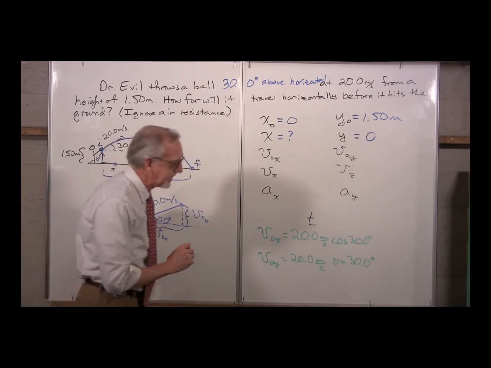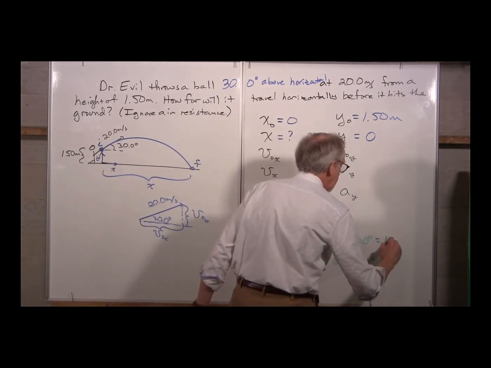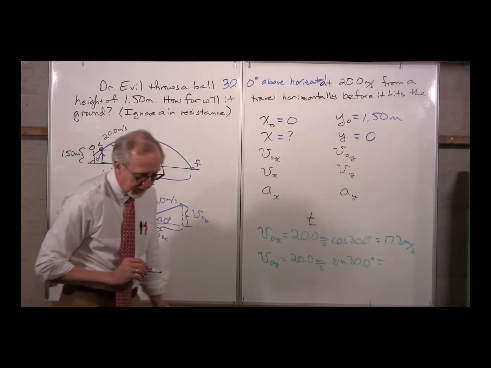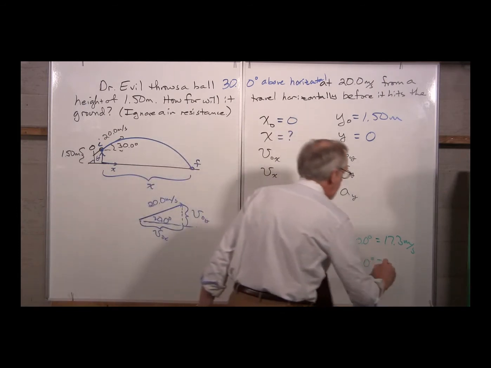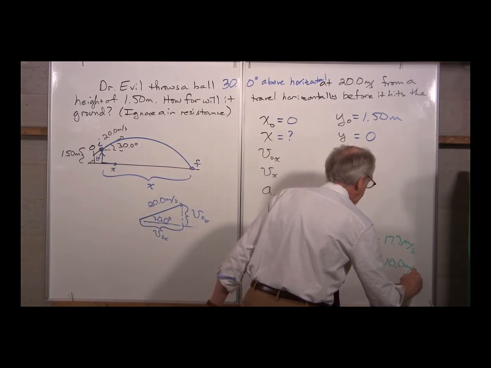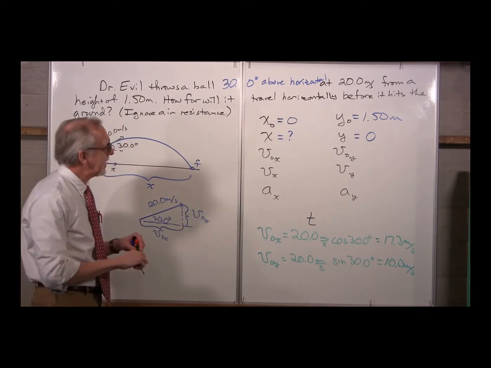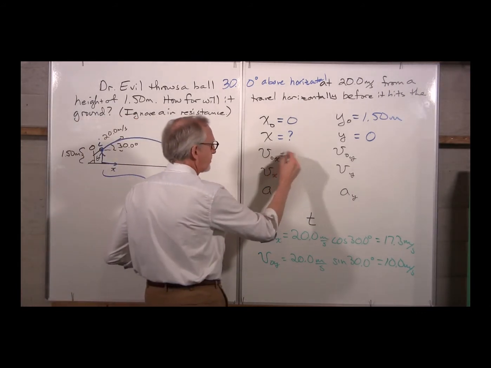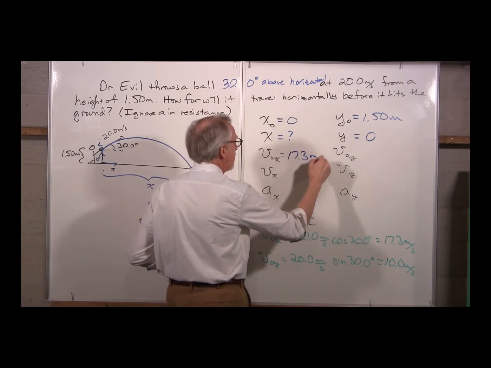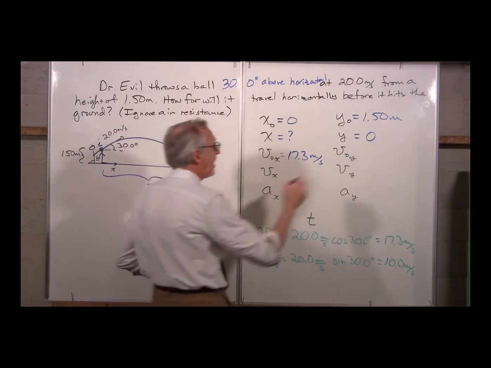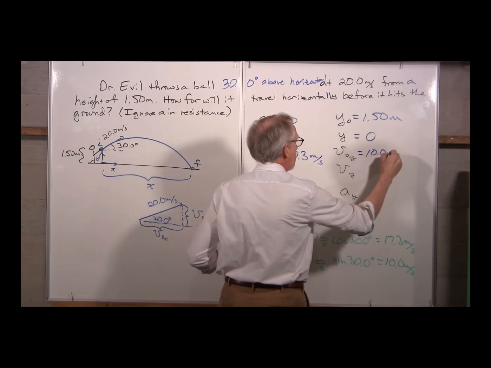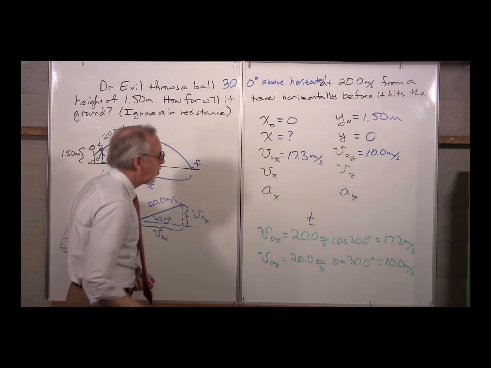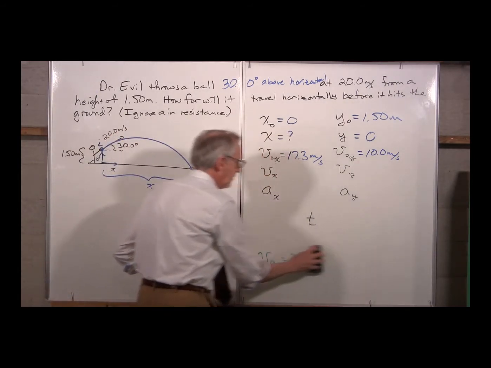Well, multiply that out, and what do we get? We get that v naught x is 17.3 meters per second. V naught y is 10.0 meters per second. So we can fill those in for our variables. V naught x, 17.3 meters per second. V naught y, 10 meters per second. There we go. Excellent. Now, what about Vx and Vy?